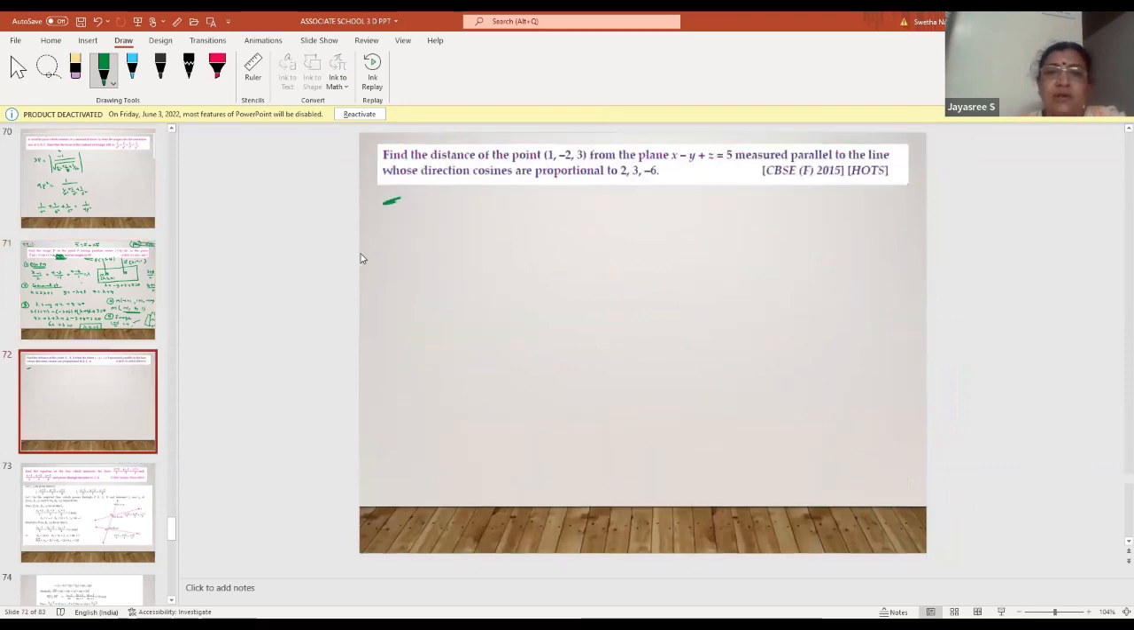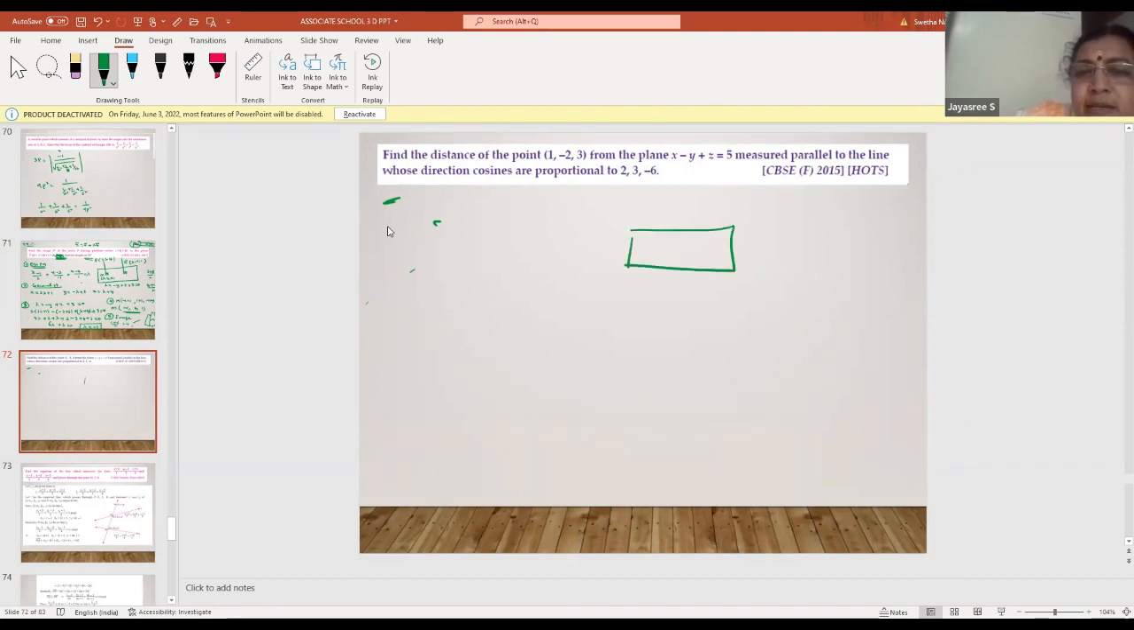The next concept is measured parallel. Two concepts are there in measured parallel. I have just taken one concept, the other concept I'll explain to you. Find the distance of the point from the plane measured parallel to the line whose direction cosines are proportional. This particular language will be difficult for the children to understand. So that is where we play a role, with drawing: find the distance of a point from the plane.